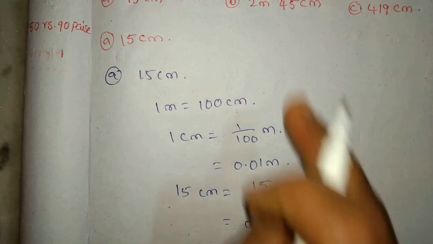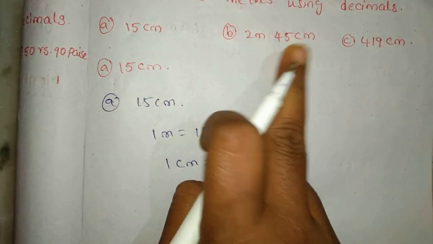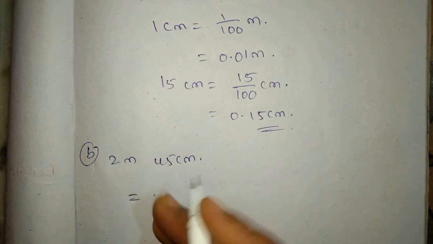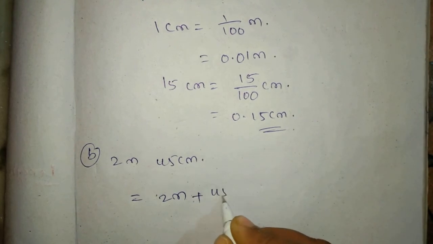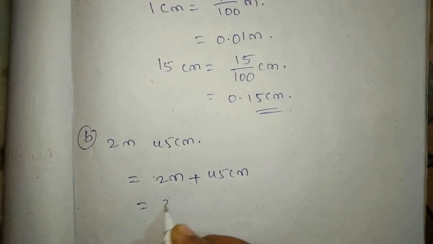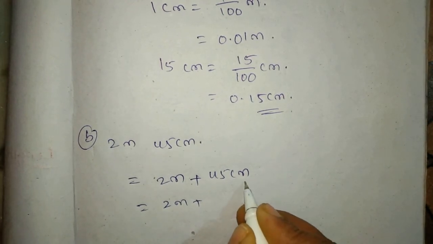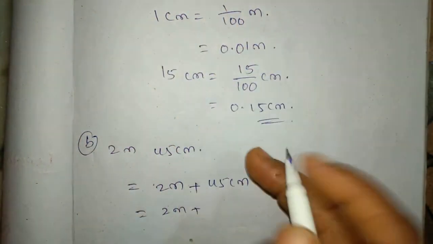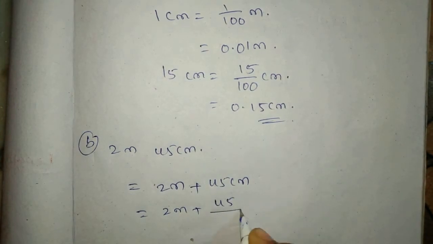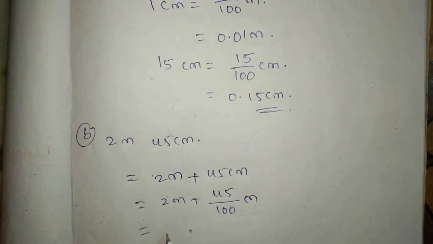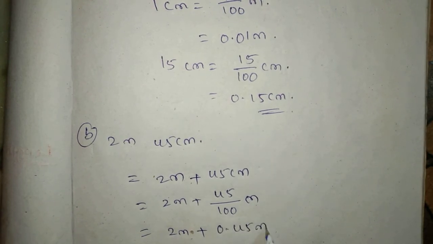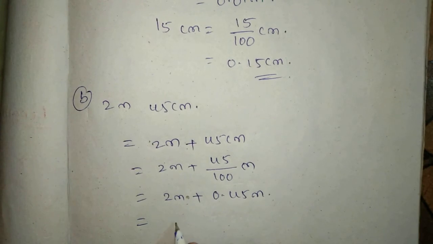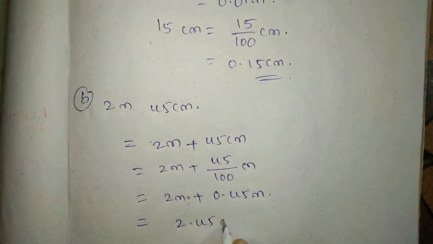Okay, now let us see the next one, that is 2 meters and 45 centimeters. 2 meters can be written as 2 meters plus 45 centimeters. 1 centimeter is equal to 1 by 100 meters. Similarly, 45 centimeters is equal to 45 by 100 meters. That is equal to 2 meters plus 45 by 100. This can be written as 0.45 meters. And this is equal to 2.45 meters.